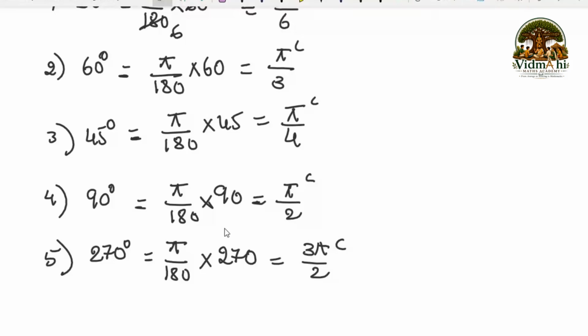So students, understanding the concept is only the first step. The real learning begins when we apply these formulas to solve problems. In the next video, we'll solve different types of questions on converting degrees into radian and radians into degree.